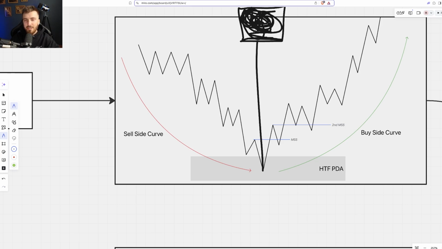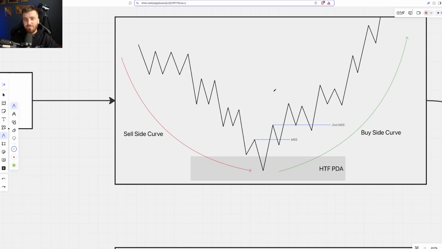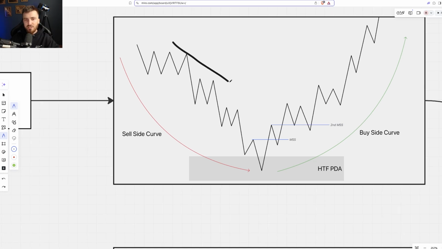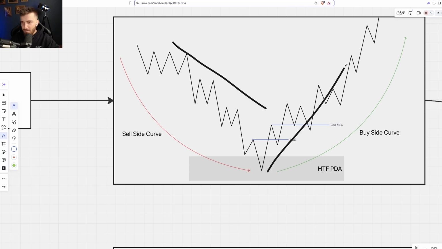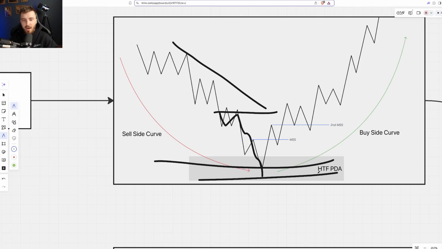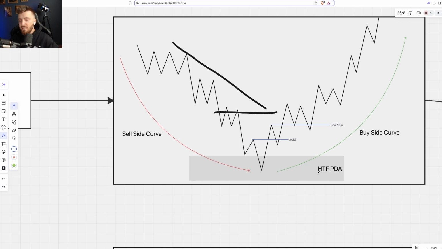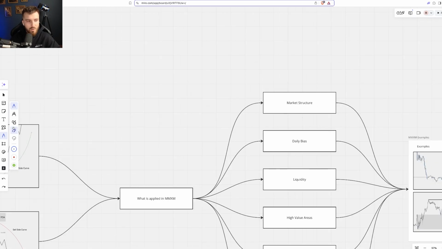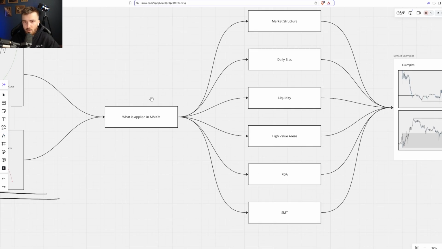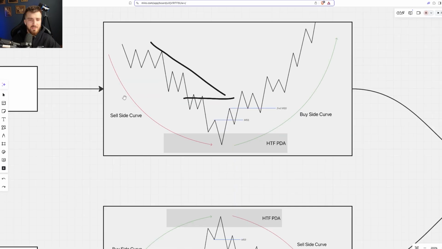So we're literally applying everything we have learned so far here. We have liquidity being built up on this move lower that then helps us with the move to the upside. We have possibilities of sessions opening that the market then moves to the higher time frame PD array. We have PD arrays, we have fair value gaps, we have order blocks, we have market structure. Like I have this right here. We have market structure, we have daily bias, we have liquidity, we have high value areas.